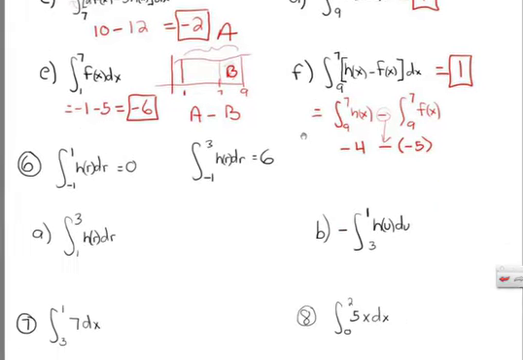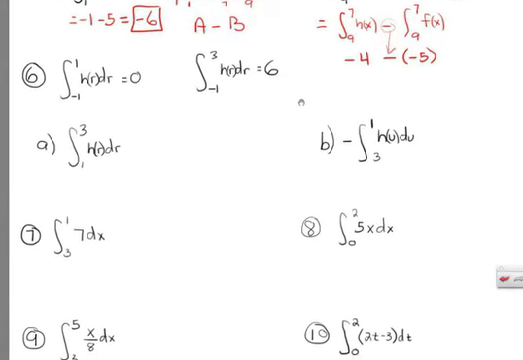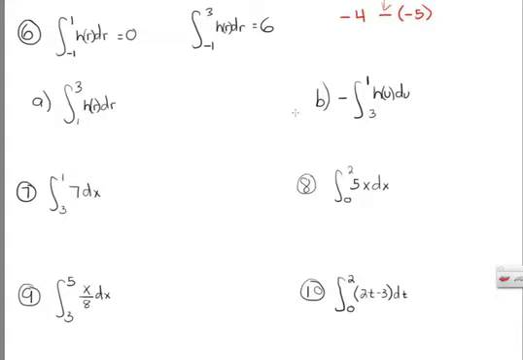Alright, moving on to number 6. And this uses the same principles. They gave us negative 1 to 1 is 0, and negative 1 to 3 is 6, and now they want to know about 1 to 3. So again, we could do this geometrically, we could do it algebraically, it doesn't really matter.